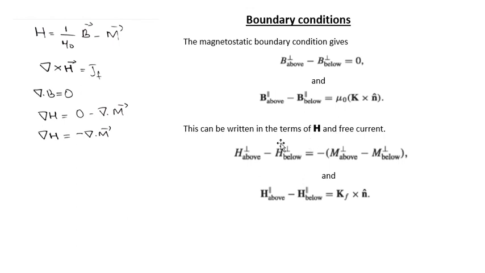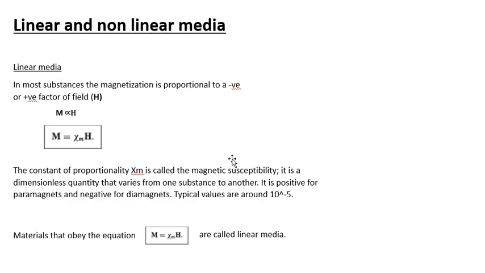Here we take the divergence of H as minus the divergence of M. Therefore we get H perpendicular above minus H perpendicular below is equal to minus (M perpendicular above minus M perpendicular below), and H parallel above minus H parallel below is equal to K_F cross the normal. These are the boundary conditions for the auxiliary field.